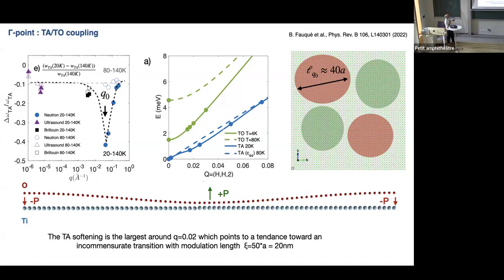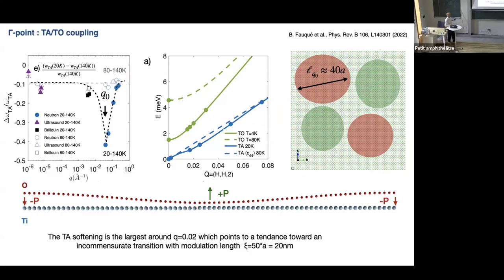But what this result tells us is that as the TO mode gets soft, it couples to the acoustic mode. But it does this with a preferential Q vector. So that means that you have some quantum fluctuations that are accompanied by a strain modulation. And the strain modulations are extremely large. They involve 40 unit cells. Before this result, we were thinking that in each unit cell, you just have your oxygen that is moving independently. But what we are showing here is that this actually involves 1,000 unit cells.